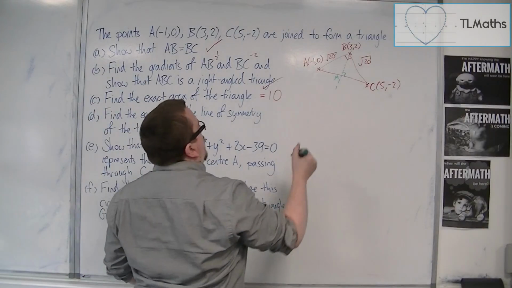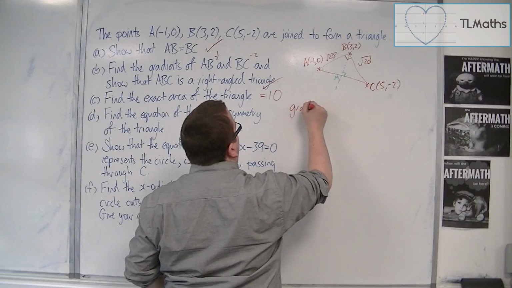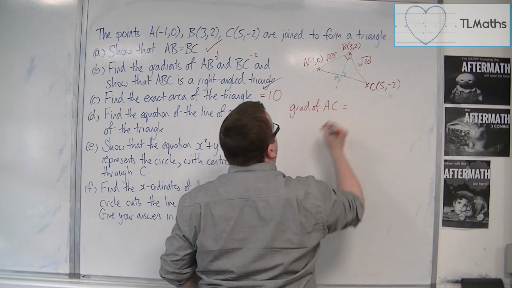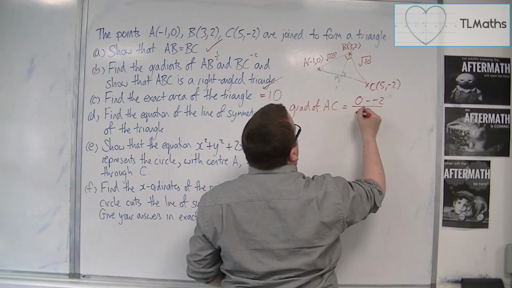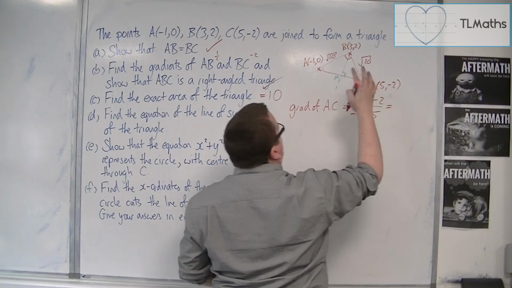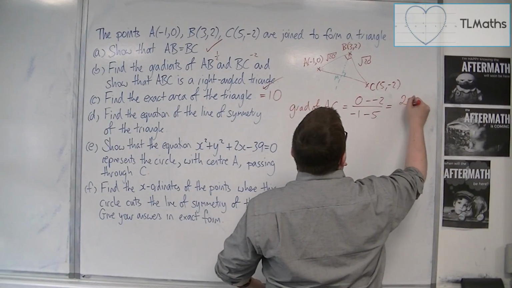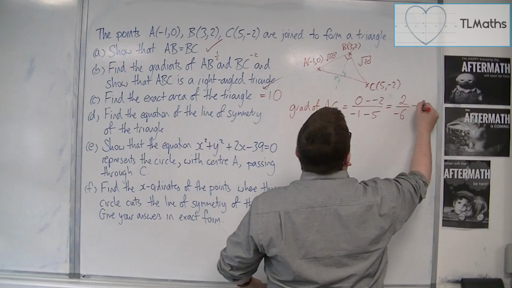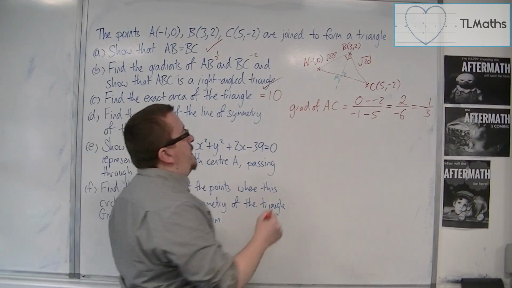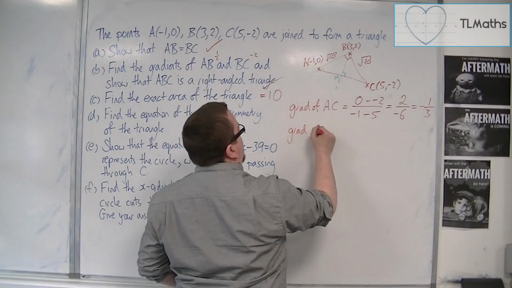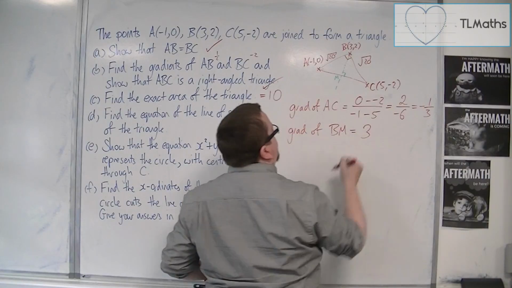So, gradient of AC is equal to 0, take away minus 2, over minus 1, take away 5. So difference in y divided by difference in x. So we're going to get 2 on the top and minus 6 on the bottom, so minus a third. So the gradient of BM is going to be 3.